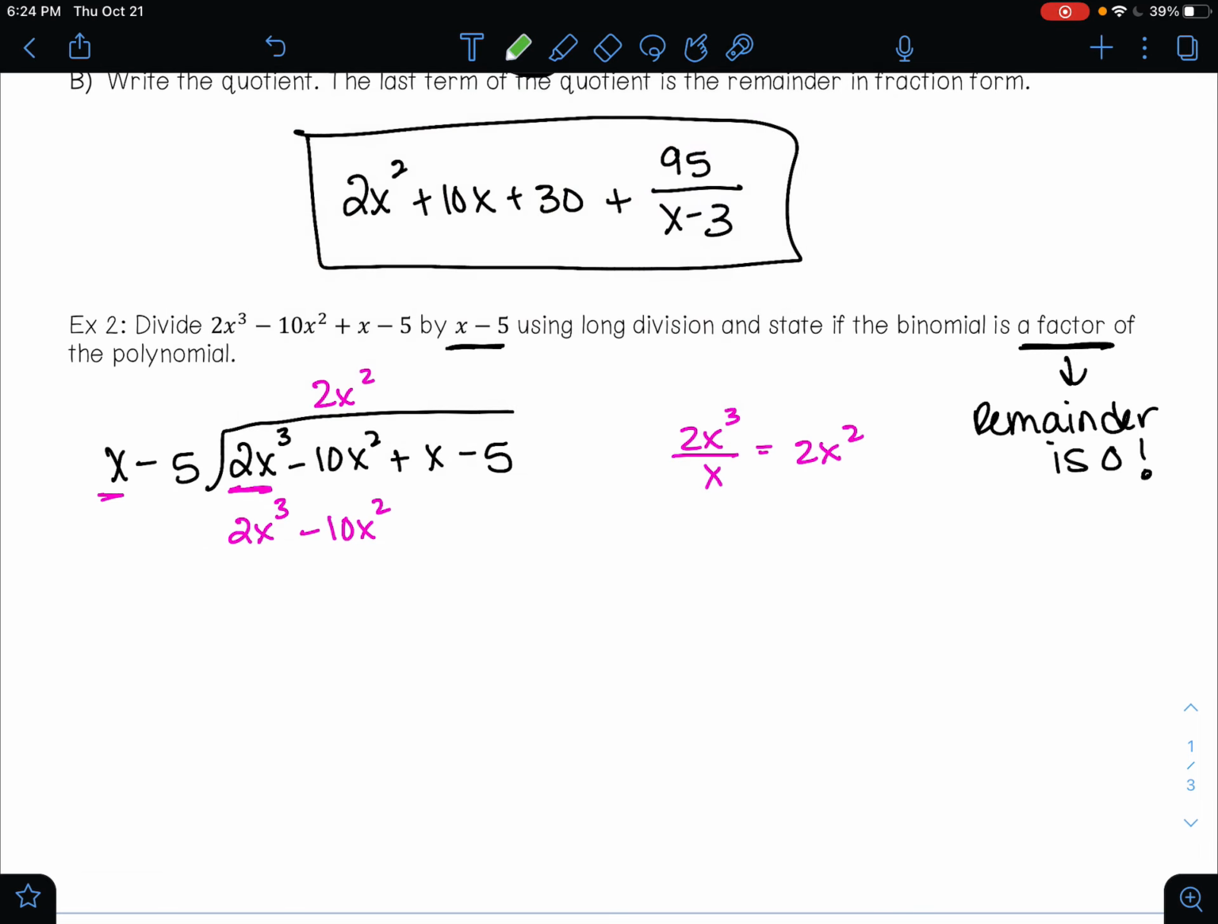I am going to draw my line and change my signs. Again, the reason why I can do that is because I'm subtracting. When you're subtracting, you distribute that negative, making this negative and this positive, because a negative times a negative is a positive. So let's go ahead and combine like terms now. 2x cubed minus 2x cubed is 0. Negative 10x squared plus 10x squared is 0. When this happens, when both terms eliminate, go ahead and bring down the next two terms. So instead of just bringing down one term, we're bringing down both because both of these terms eliminated.